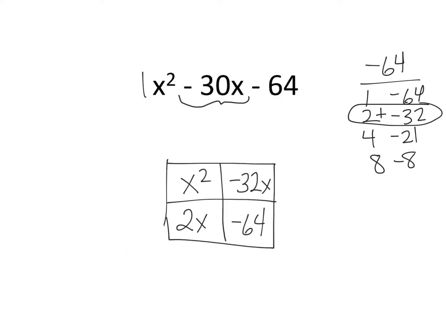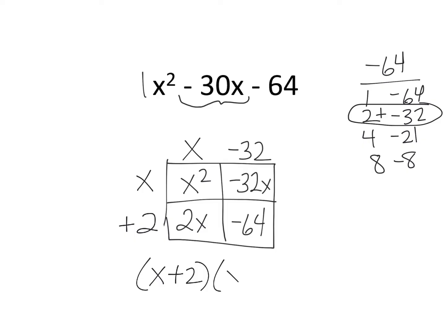So what is the greatest common factor of x squared and negative 32x? X. So what times x is x squared? X times x is x squared. What goes at the top of this one? Negative 32. All righty. Then what is the greatest common factor of the bottom row? A 2. What type of 2? Positive 2. And sure enough, let's check it out. Do the multiplication. Does 2 times x give me 2x? Yep. Does 2 times negative 32 give me negative 64? Yep, I'm there. So I have an x plus 2 as one of my binomials, and x minus 32 as the other binomial.